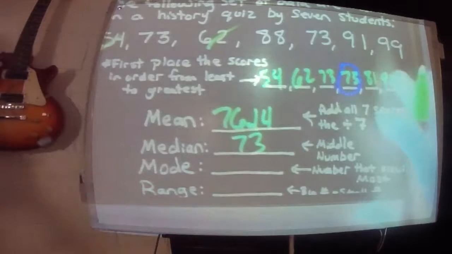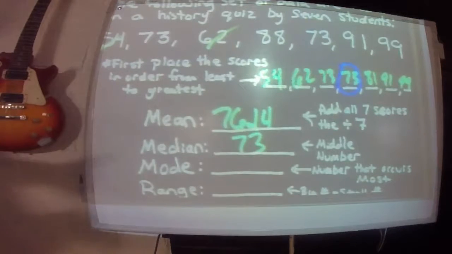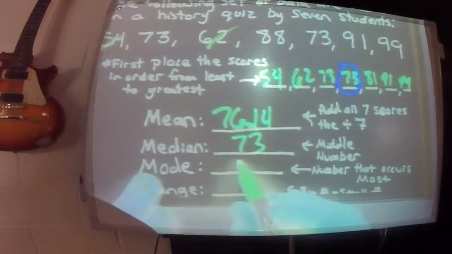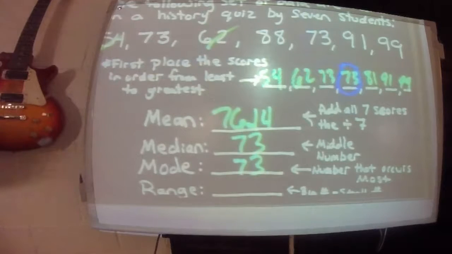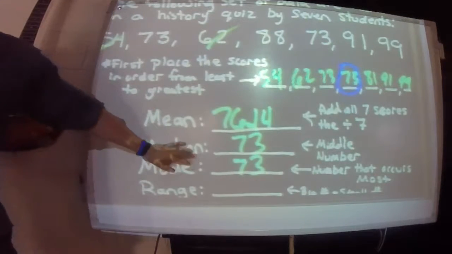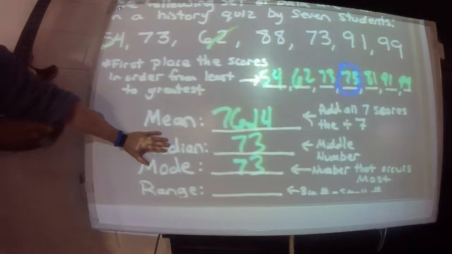73 also happens to be the mode. Why is 73 also the mode? It's most commonly used. Because we have two 73s and we don't have anything else that's duplicated. So 73 is the mode. Remember, you can have many modes if you have a bunch of numbers that occur twice. You could also have no mode if we didn't have any repeating numbers at all.